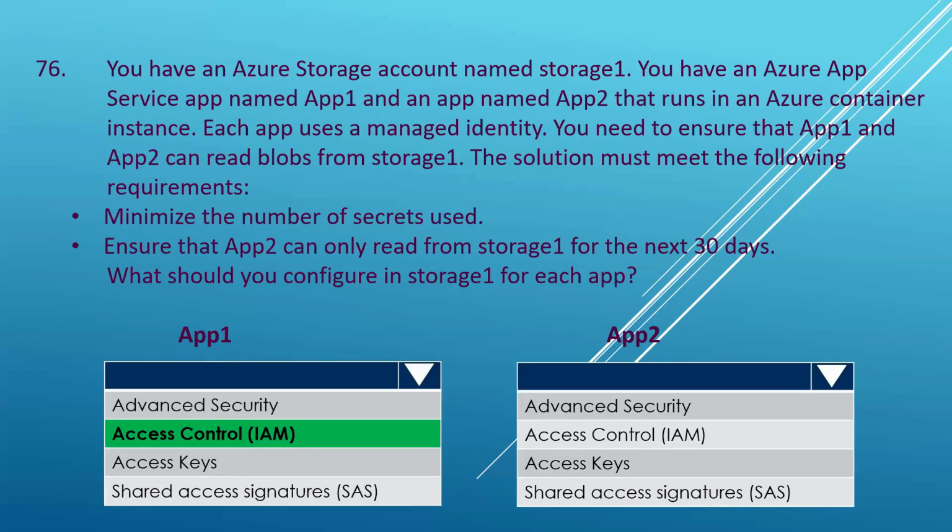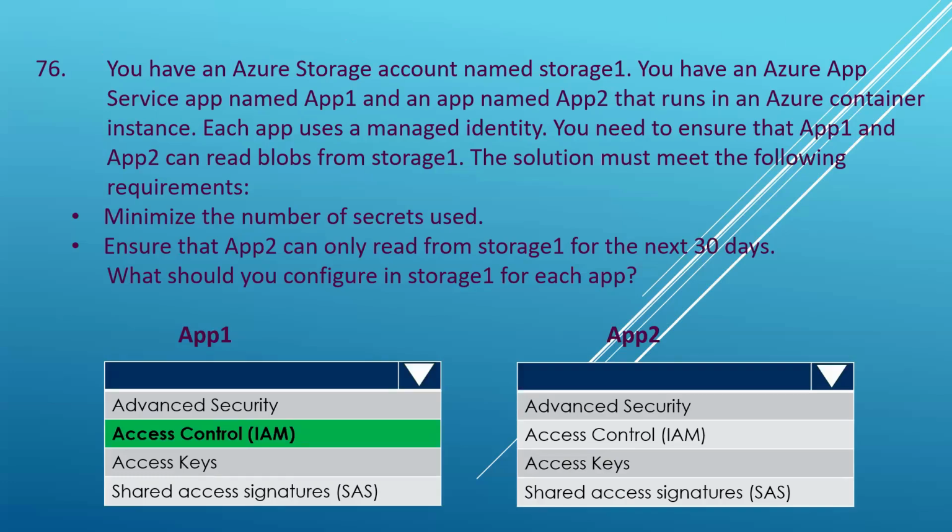You always need to focus on the requirements as well, because due to different requirements, the option that you choose as a solution will change in most of the cases. Here, you could have easily chosen access keys as well, because obviously that's a better method of access, but the question has a requirement to minimize the number of secrets used. That's why we have chosen IAM as our option.